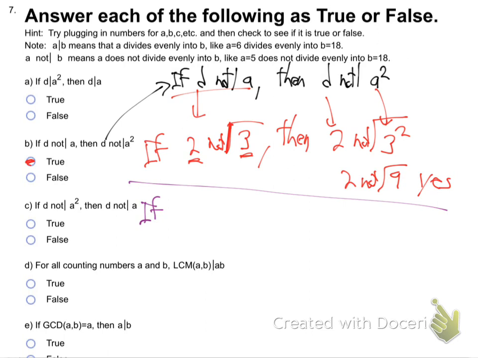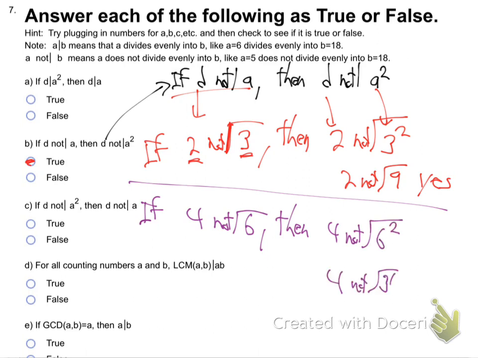Well, how about let's do the 4 and 2 again thing. 4 does not go into 6. Let's do 4 and 6. 4 does not go evenly into 6. Then 4 will not go into 6 squared. 4 does not go into 36. Oh, yes, it does, actually. 4 does go into 36.